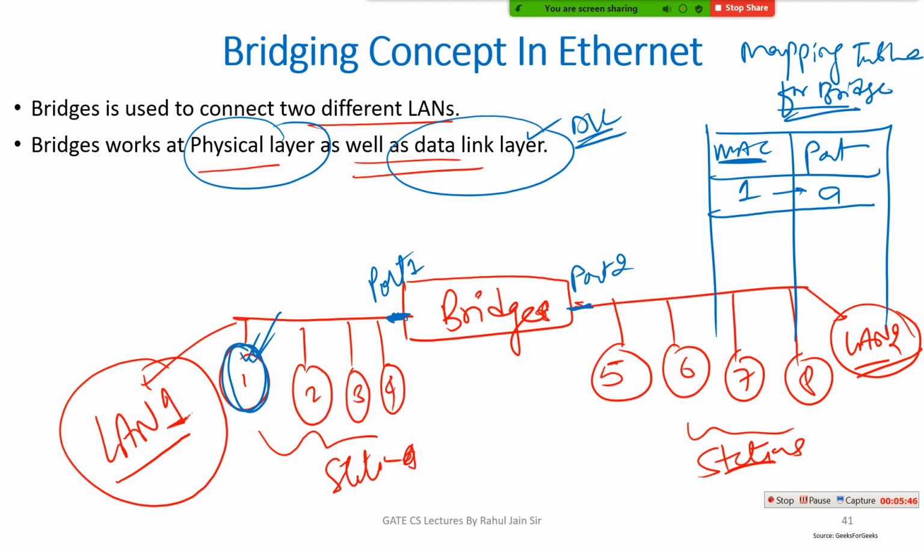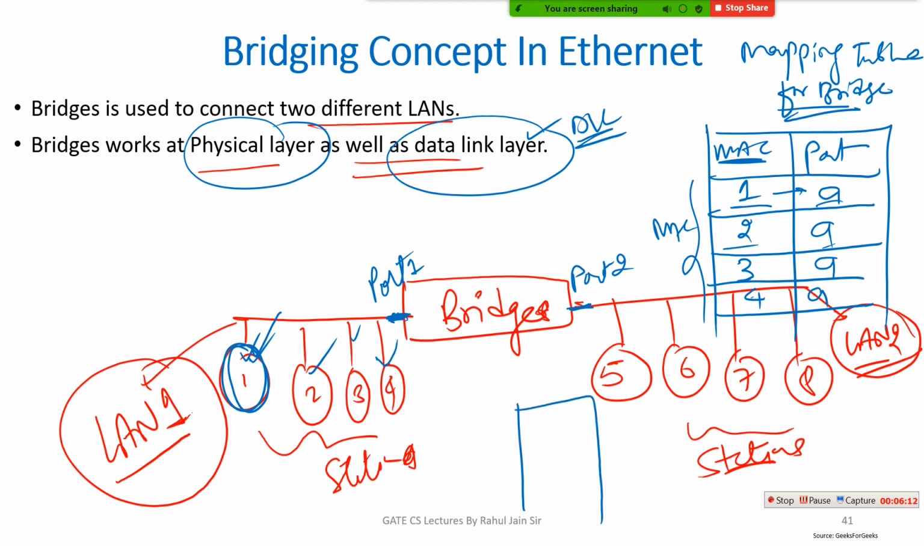So host 1 is connected to port A, similarly host 2 is connected to port A, host 3 is connected to port A, host 4 is connected to port A. So this will be termed with the help of MAC address. I will put the MAC address of respective machines like 1, 2, 3, 4 here, and in front of that I will put the port number in which they are connected.